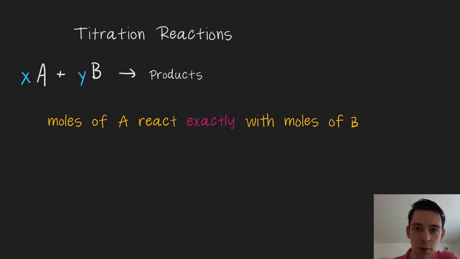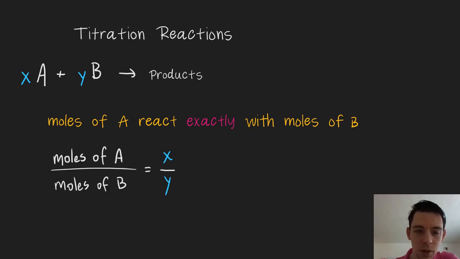Firstly, I want to reiterate that the core to understanding any titration reaction is recognizing that my given moles of A react exactly with my added moles of B, such that there are no leftover reactants. So this could only happen if the moles of A and B are present in their stoichiometric ratios. In other words, the ratio of A to B must equal the ratio of their coefficients from our equation, which is X to Y in this case.